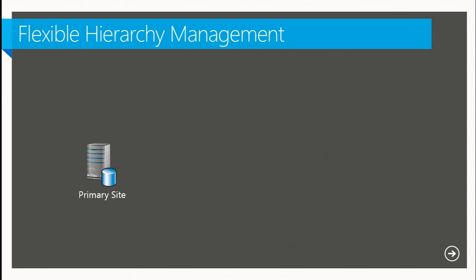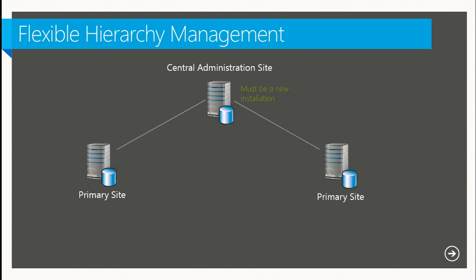Okay, I promised the hierarchy expansion illustration. In this case, you have a primary site. Maybe you just hit the 100,000 limit, 100,000 clients. What you do is as simple as creating a new CAS. It's important that this has to be a fresh, clean CAS installation. Then you just link the two. You set up a new primary when you need to do that. And that's it. You just got yourself a hierarchy.